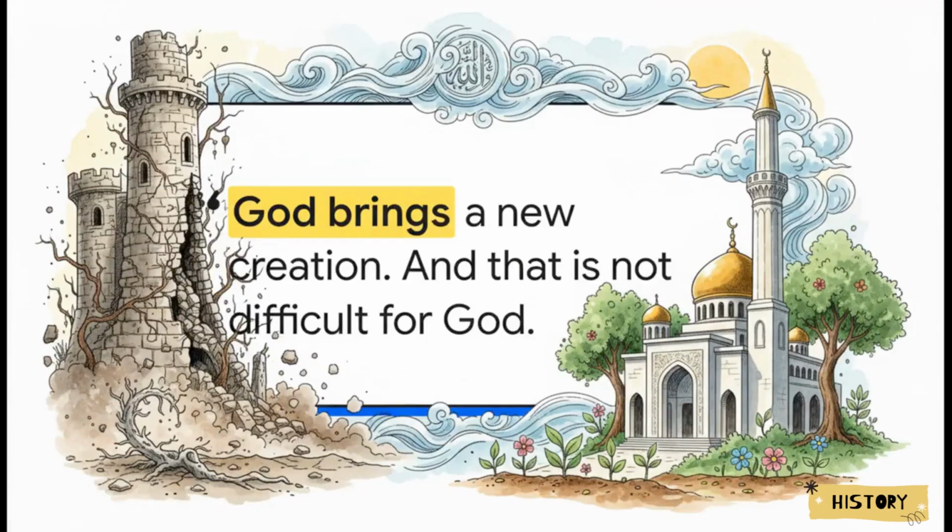Ibn Khaldun viewed this cycle as an impartial, undeniable reality of human civilization. In his work, he actually cites this passage from the Quran. God brings a new creation, and that is not difficult for God. He viewed the death and replacement of dynasties not as random political accidents or bad luck, but as an inevitable, divine law of nature. Just as a plant withers and dies to make way for new growth, so too must an empire eventually die so that a vigorous new one can take its place.